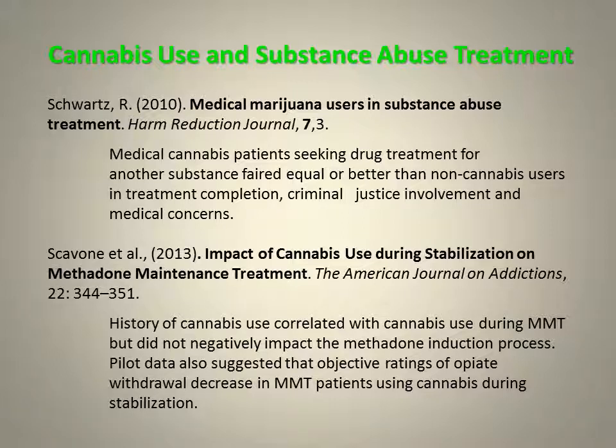More recently, Scavone et al. examined the impact of cannabis use during stabilization on methadone maintenance treatment in 91 patients with a dependence on opiates, finding that cannabis users spent less on opiates overall, and that the subjective rating of opiate withdrawal decreased in patients using cannabis during methadone maintenance stabilization, which I think is a really fascinating finding that I hope we can reproduce here in Canada as well. The authors conclude that their findings may point to novel interventions to be employed during treatment for opiate dependence that specifically target cannabinoid-opiate system interactions.